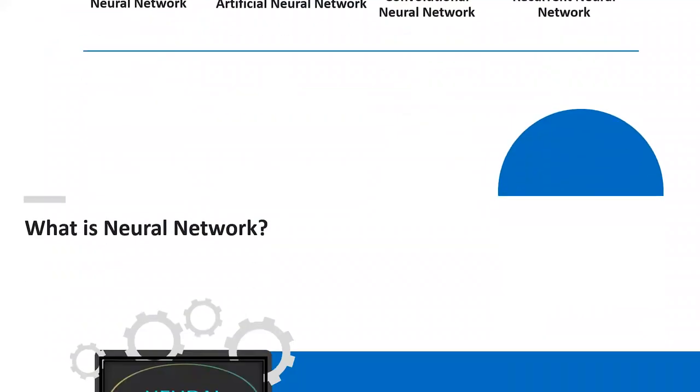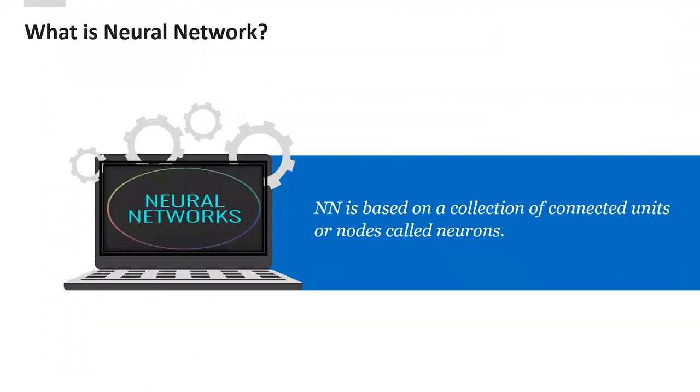So let's see what a neural network is. Now, a neural network is based on a collection of connected units or nodes called neurons. So we all know that we have neurons inside our body, right? We have to also understand that our entire body works with neurons as the backbone architecture. We have our central nervous system, which is composed of neurons, and these neurons talk to each other, send signals to each other, and this is how we work.